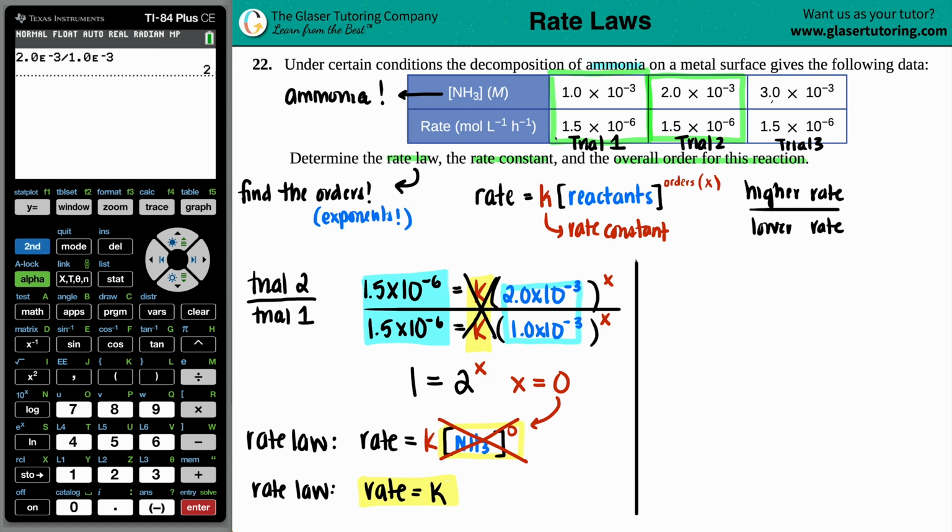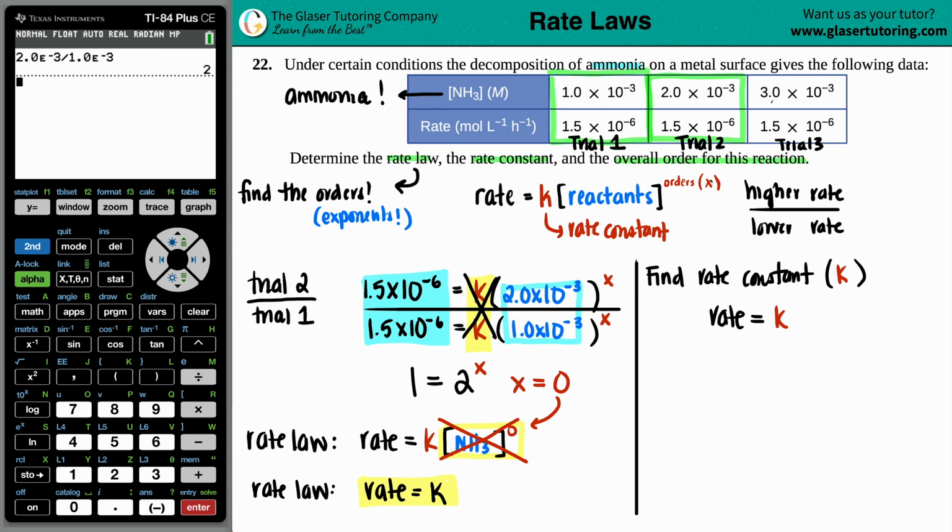The next piece of the puzzle that they wanted was the rate constant. So now, we're going to find the rate constant. And just like we said before, the rate constant is the k value. Now in this case, since we have the rate law, rate equals k, it doesn't really matter what trial you use. You got to pick one trial.